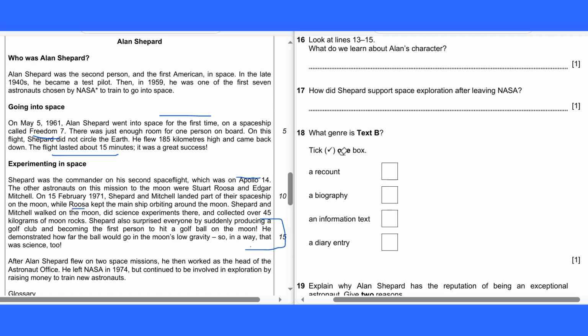Here we go. So tick one box. What genre is text B? A recount, a biography, an information text, or a diary entry? 10 seconds from now.